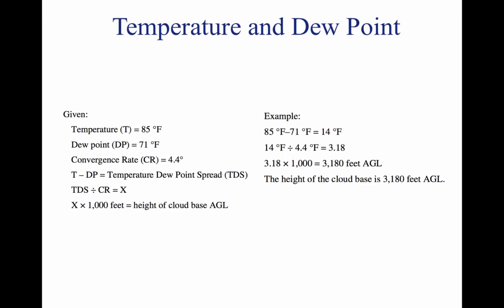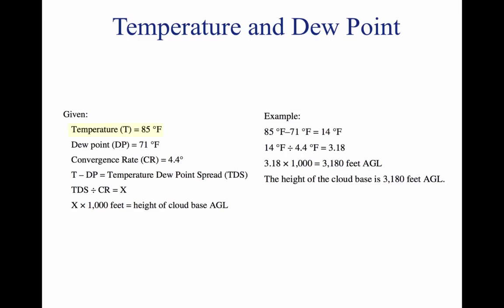When lifted, unsaturated air cools at the rate of 5.4 degrees Fahrenheit per 1,000 feet, and the dew point temperature decreases at the rate of 1 degree Fahrenheit per 1,000 feet. This results in a convergence of temperature and dew point at a rate of 4.4 degrees Fahrenheit. Apply the convergence rate to the reported temperature and dew point to determine the height of the cloud base.